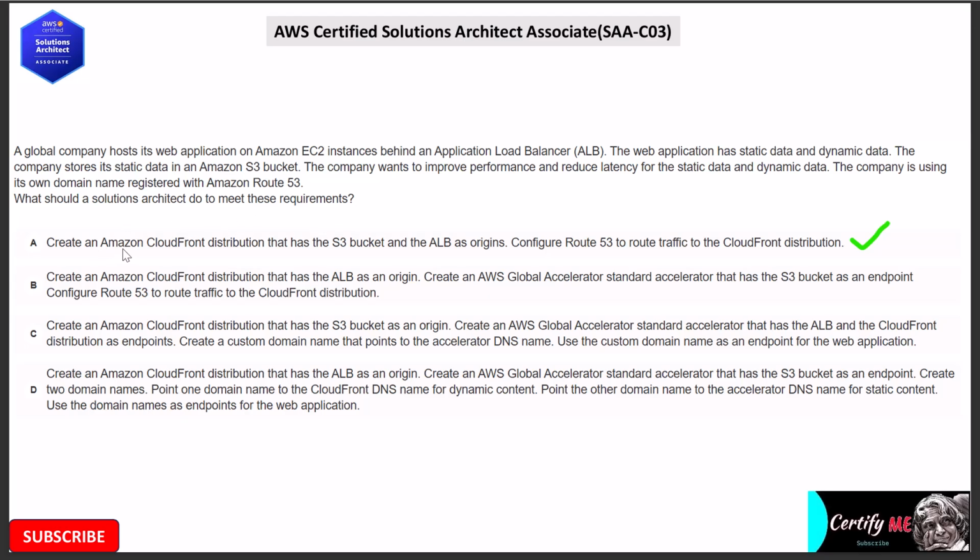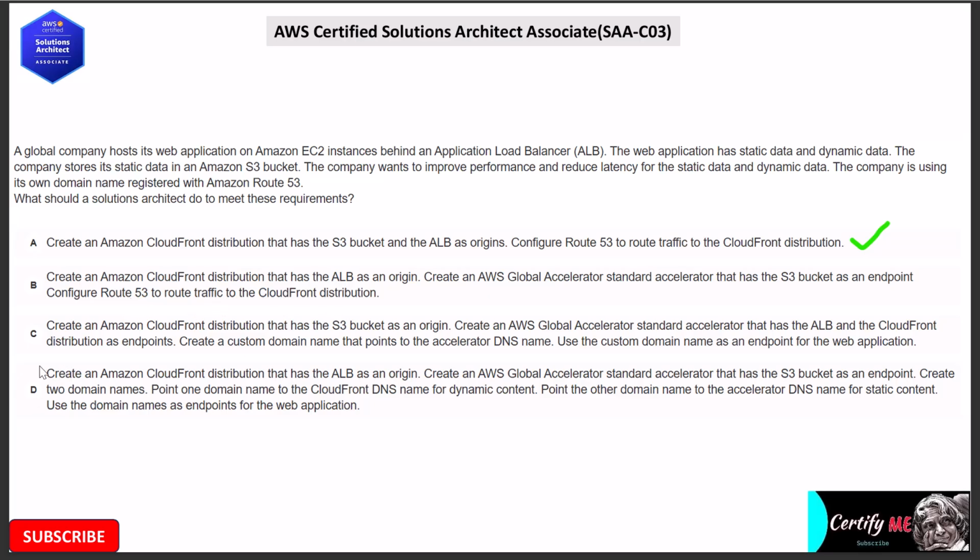Option A. Create an Amazon CloudFront distribution that has the S3 bucket and the ALB as origins. Configure Route 53 to route traffic to the CloudFront distribution. Option B. Create an Amazon CloudFront distribution that has the ALB as an origin. Create an AWS Global Accelerator standard accelerator that has the S3 bucket as an endpoint. Configure Route 53 to route traffic to the CloudFront distribution.